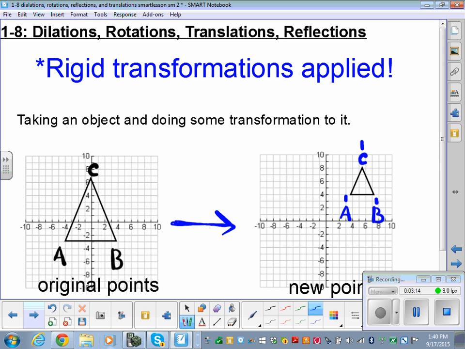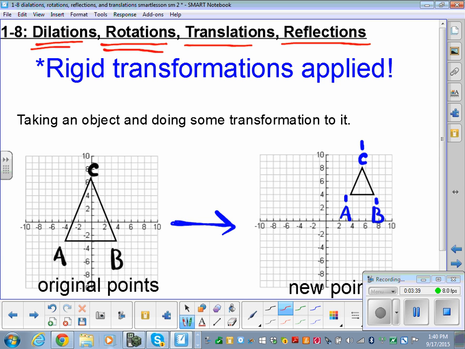So first of all, rigid transformation just means you're performing either a dilation on an object, a rotation on an object, a translation on an object, or a reflection. What's a dilation? That's what we'll talk about. We'll go through each of these things and practice them. So it's whether you either get it larger or smaller.